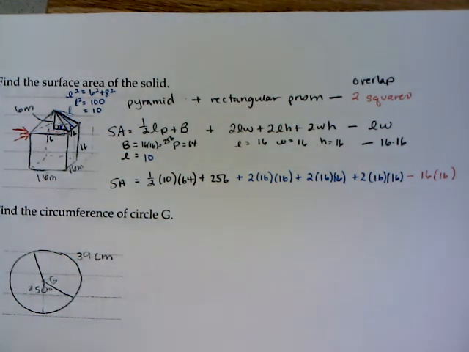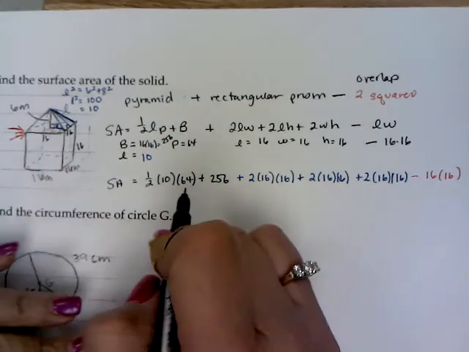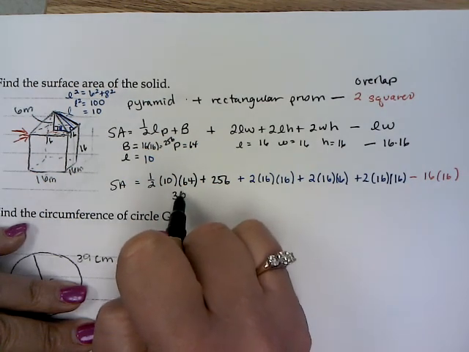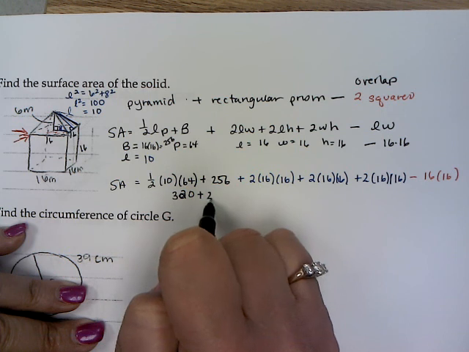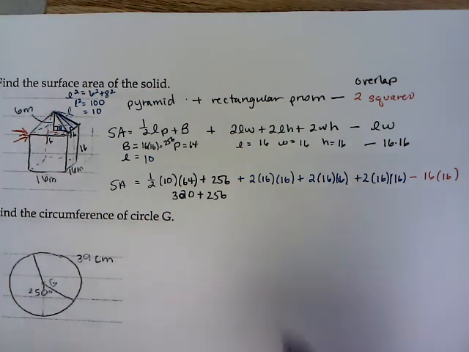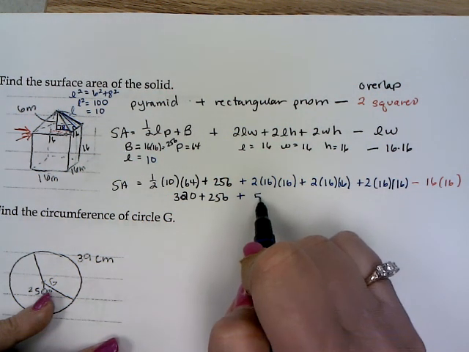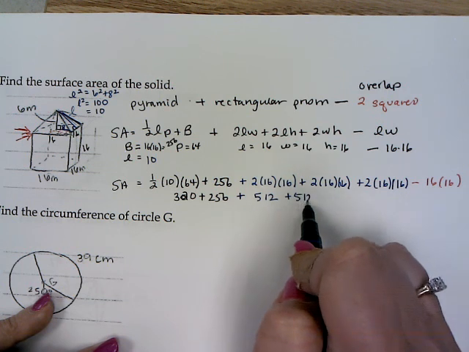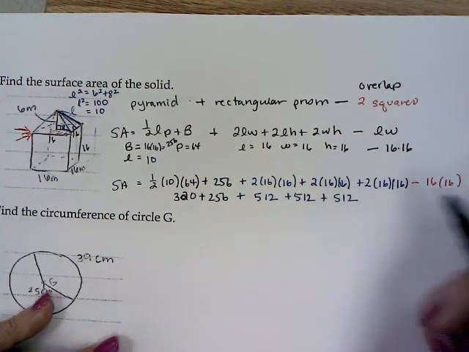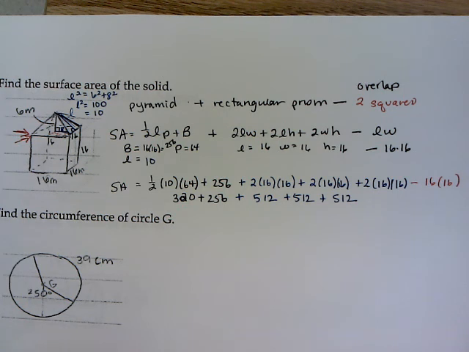All right, so let's just get going on the calculator here. So I have 64 times 10 divided by 2. So I have 320 plus 256 plus 2 times 16 times 16. Need to use smaller numbers next time. So I have 512. They're all the same piece, so I can actually just add it 3 times. Minus 256.